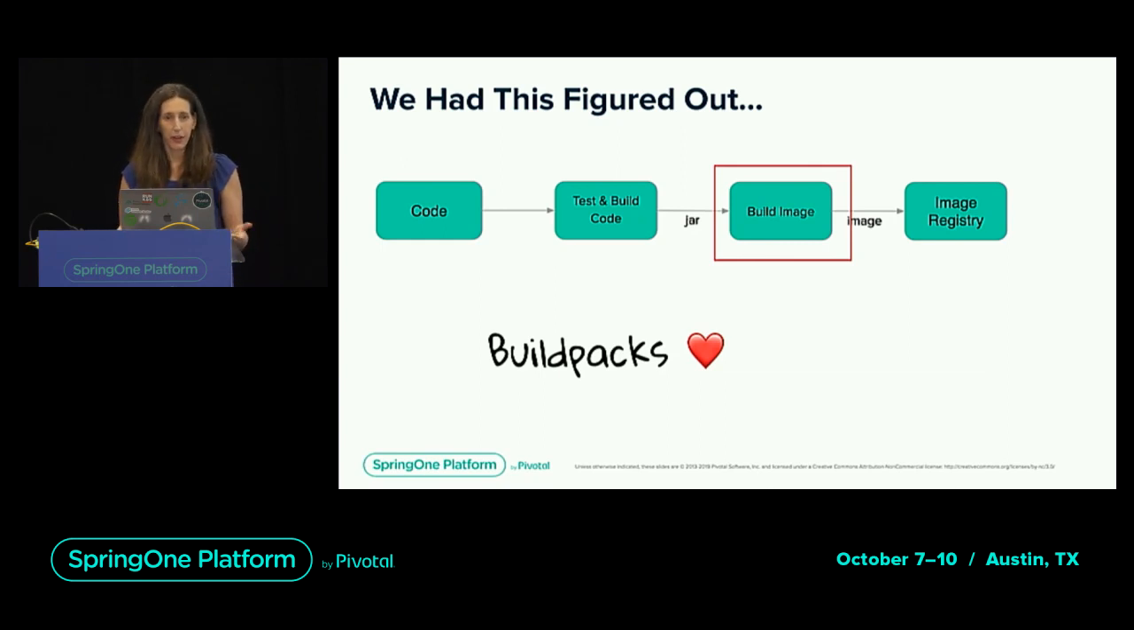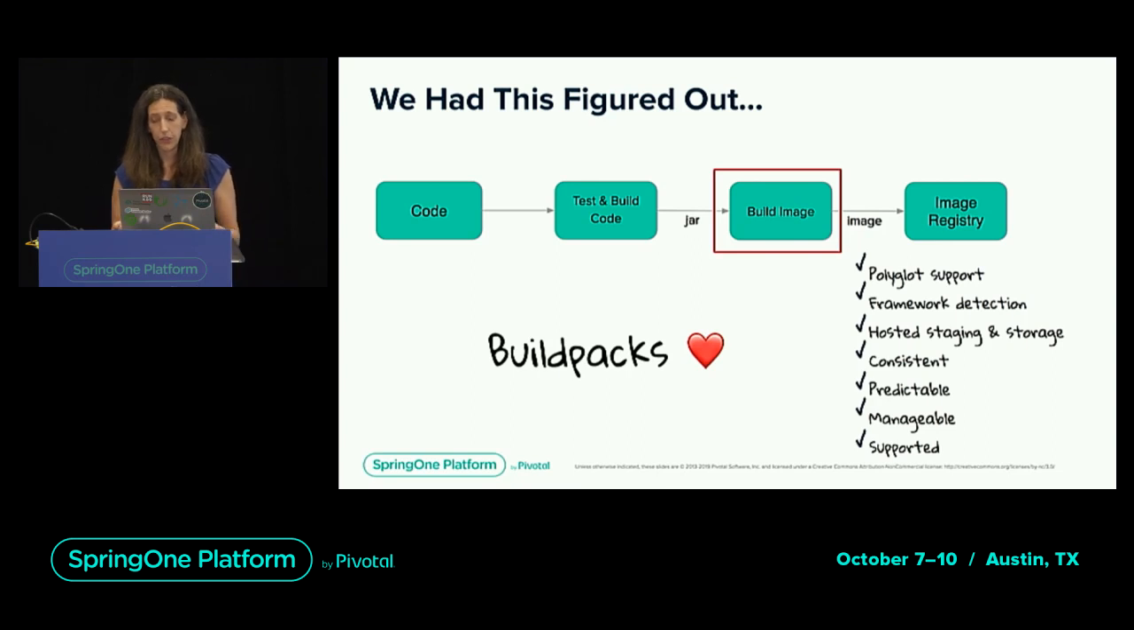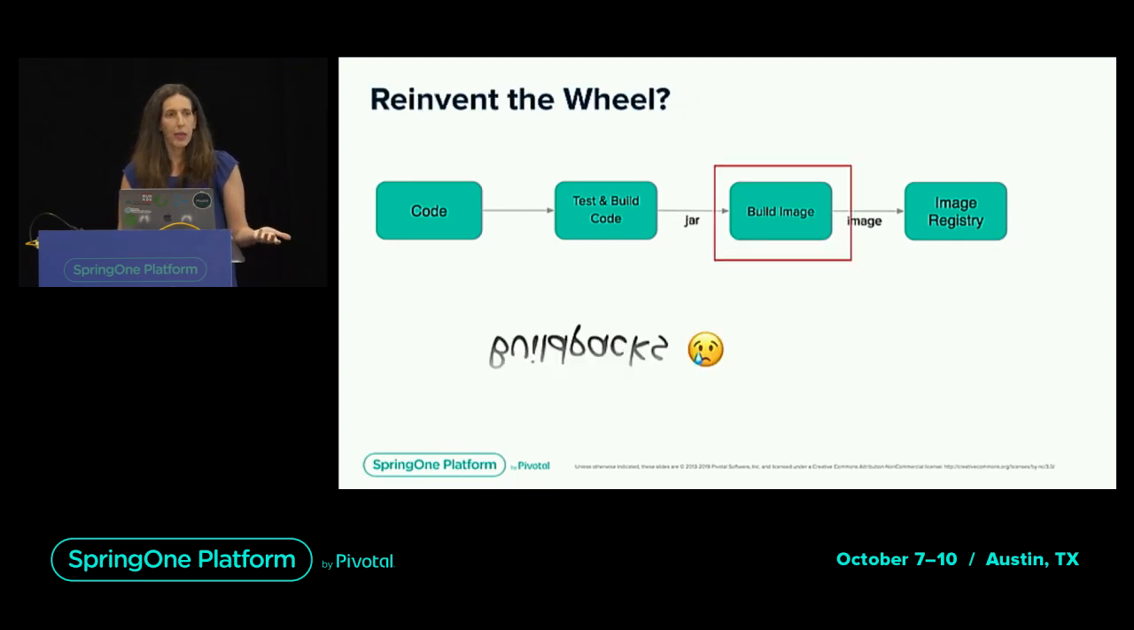If you're familiar with Cloud Foundry, we had Buildpacks, and they gave us all of these wonderful features. The consistency, the predictability, the manageability. They were hosted, so they were easy to host for an entire enterprise and have that consistency across. They gave us polyglot support, so today you're writing Go, tomorrow you're writing Ruby. There's a build pack that handles your app, right? So do we have to reinvent the wheel?